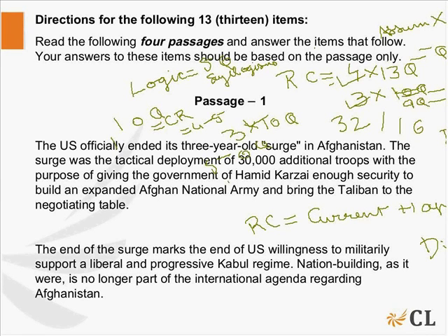And the government of Hamid Karzai is being given enough security, right? End of the surge marks the end of the US willingness to militarily support a liberal and progressive Kabul regime. So basically, why the US is going out is because now it is confident that the Afghani government will be able to run its own nation, right? Till now, this is what has happened.